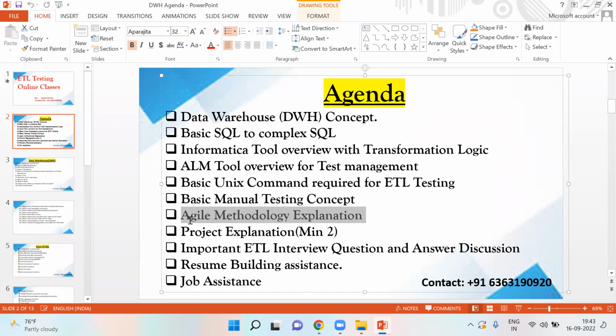Agile methodology is very important, because in many interviews you will face questions on agile. Even if you attend an interview now or after 2 years, they will ask a few questions on agile, so I'll explain that. In the project part, I'll explain how we get data from the database, as well as from the flat file, and how we are going to validate it.